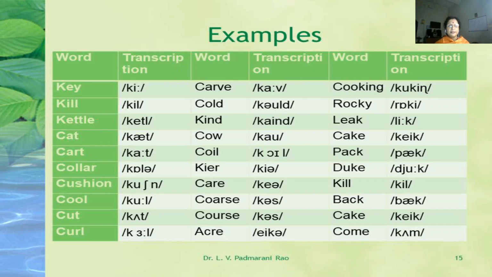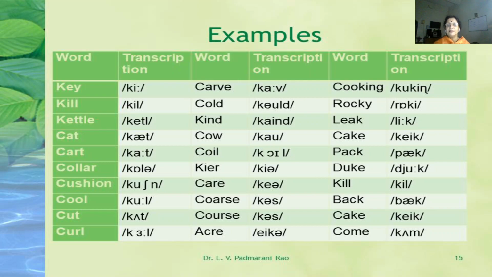K-I-N-D, kind. C-O-W, cow. C-O-I-L, coil. K-I-E-R, Kia. C-A-R-E, care. C-O-A-R-S-E, coarse. C-O-U-R-S-E, course. The R is not pronounced.